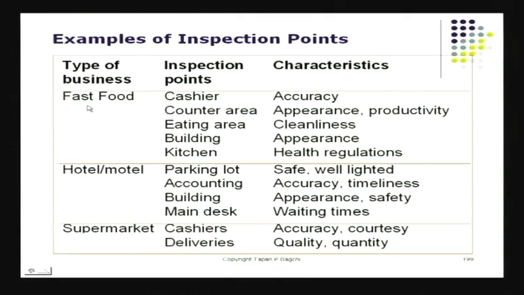If it's a fast food business, the inspection point should be the cashier. And what you should be doing there is inspecting for accuracy. Counter area, appearance and productivity; eating area, cleanliness; building, appearance; kitchen, health regulations. These would be the targets of your inspection if you're in the fast food business.